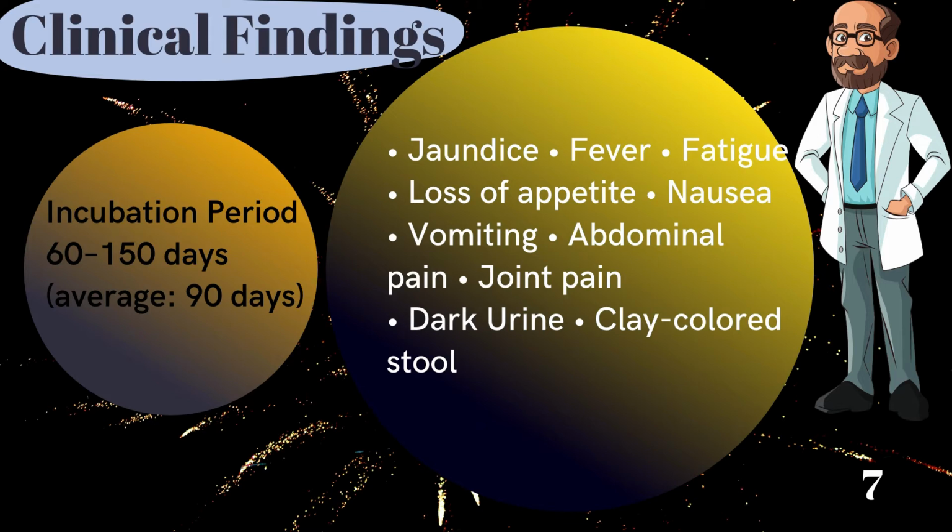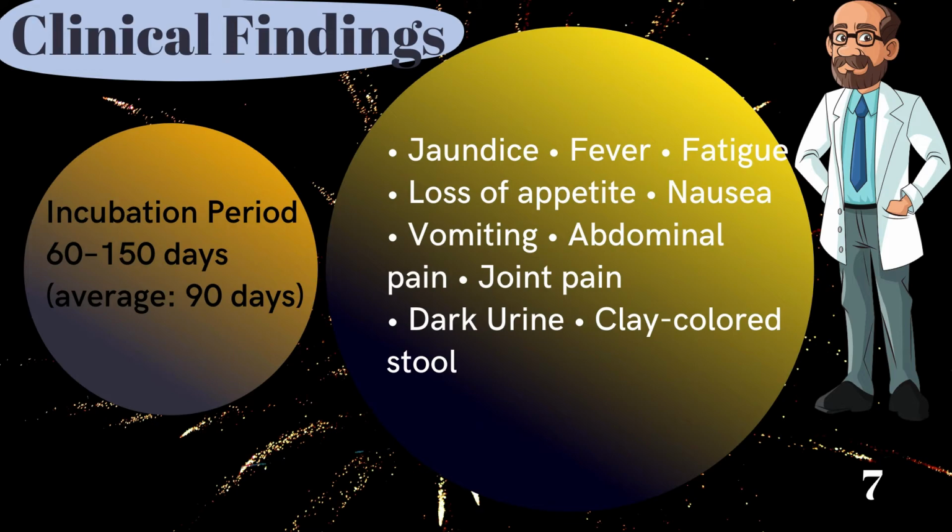It can be deposited, for example, in joints, where it can lead to joint pain, and in the abdomen, where it can lead to symptoms and signs of abdominal discomfort. It can lead to liver dysfunction. In the icteric phase, it can lead to dark urine or clay-colored stool.